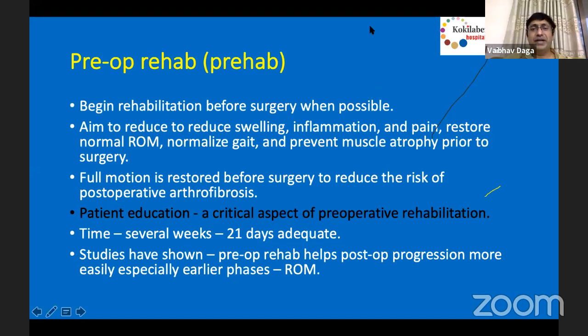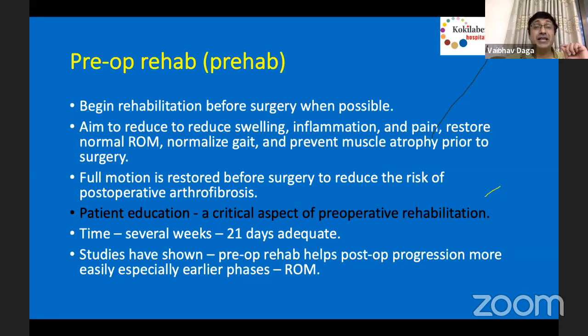Pre-op rehab is a very important phase. Begin rehabilitation before surgery when possible. The aim is to reduce swelling, inflammation, and pain, restore normal range of motion, normalize gait, and prevent muscle atrophy prior to the surgery. Full motion is restored before the surgery to reduce the risk of post-operative arthrofibrosis. Patient education, as I said, is a critical aspect of preoperative rehabilitation.